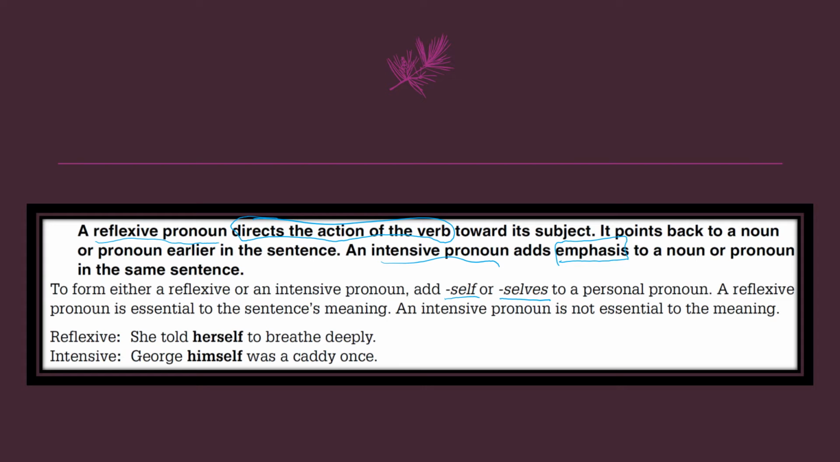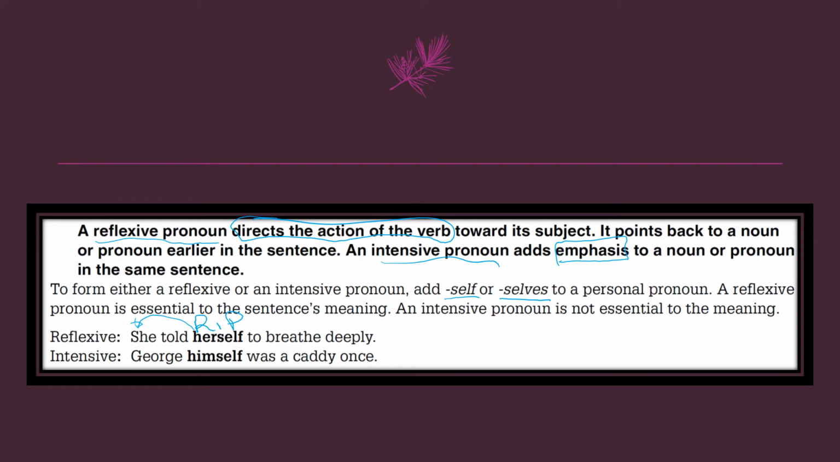All right. For example, this is the first one, for reflexive: She told herself to breathe deeply. So here, herself is the reflexive pronoun. What does it do? It directs the action of telling to the subject, that is she. She told herself, she told herself to breathe deeply.